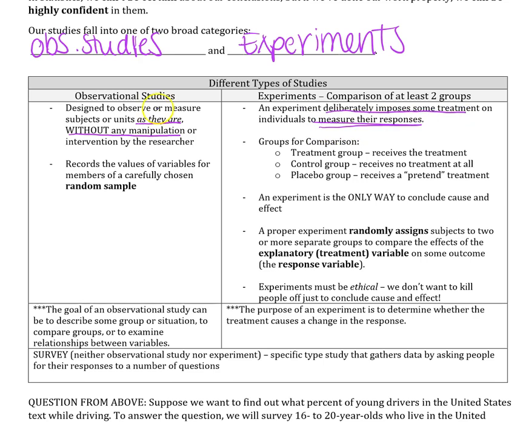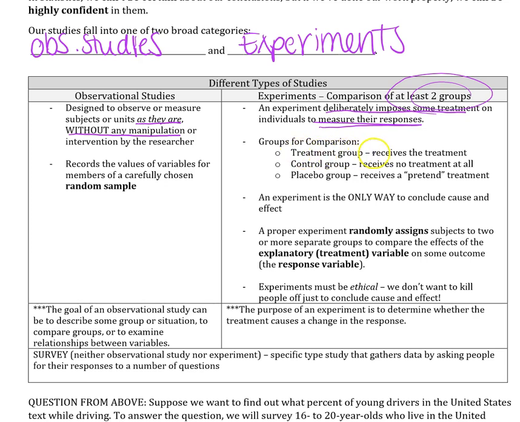In an experiment, you are deliberately imposing a treatment on an individual to measure their response. Okay, so in an observational study you do nothing to them. In an experiment you do something to them. Now, in an experiment, you have to have a comparison of at least 2 groups. As you guys are probably familiar with from science, there's always a control group. That's something that receives no treatment at all. It's kind of like your baseline.